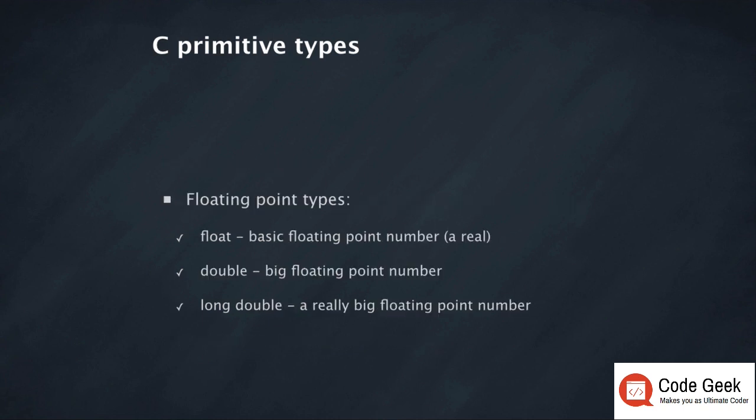The floating point types, or the real number types, are float. This is a basic floating point number, a real. A double is a big, so to speak, floating point number. It could also be a very small floating point number, depending on how many decimals of precision you're carrying it out to. And then a long double, which is a really big, or extremely small, if you will, floating point number.